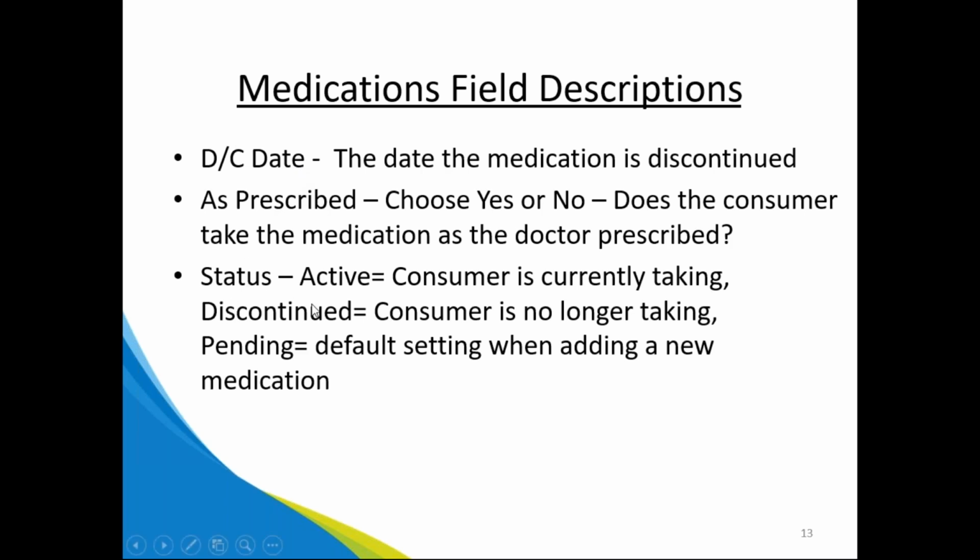Status, it's going to default to pending, but if the consumer is currently taking it, it should be active. If the consumer gets a DC date and they're no longer taking it, you're going to go in and add that DC date and change it to discontinued.